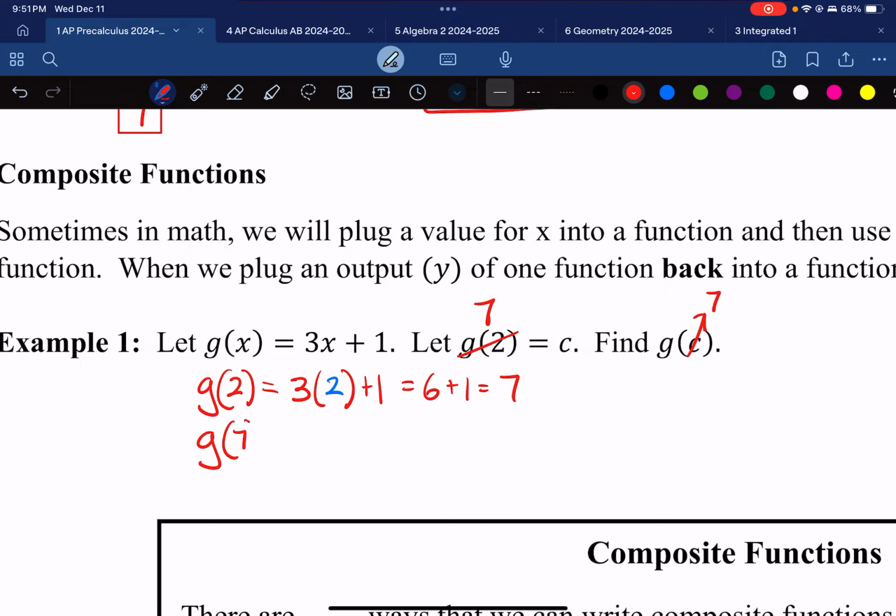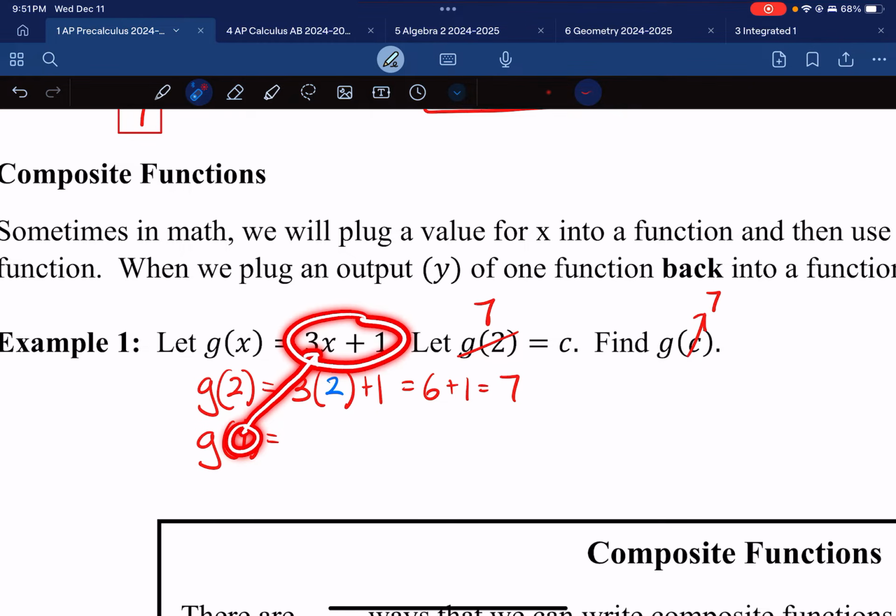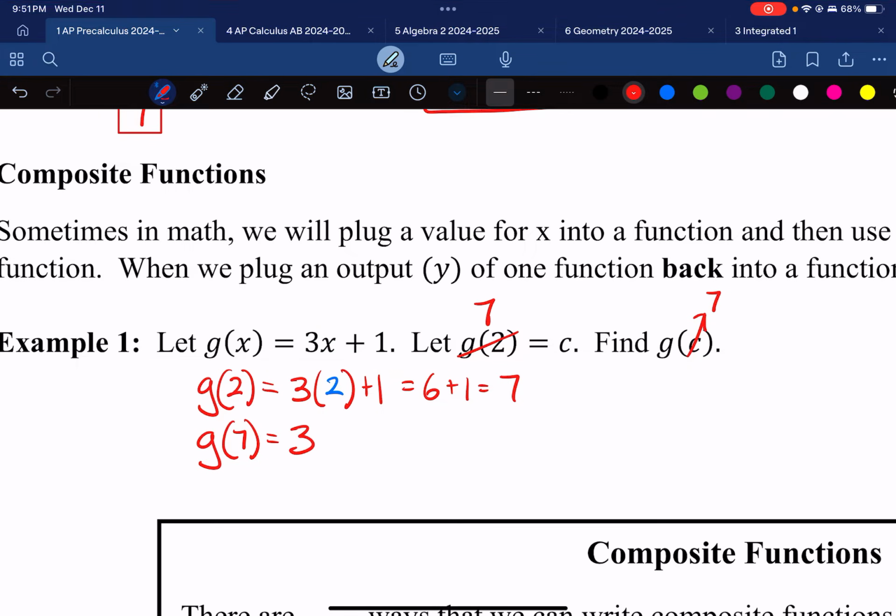g of 7 is equal to, and again, g of 7 means I'm plugging 7 in for my x. I'm going to rewrite this expression. This is going to be 3 times my container of x plus 1. What goes in that container? A 7 goes in here.